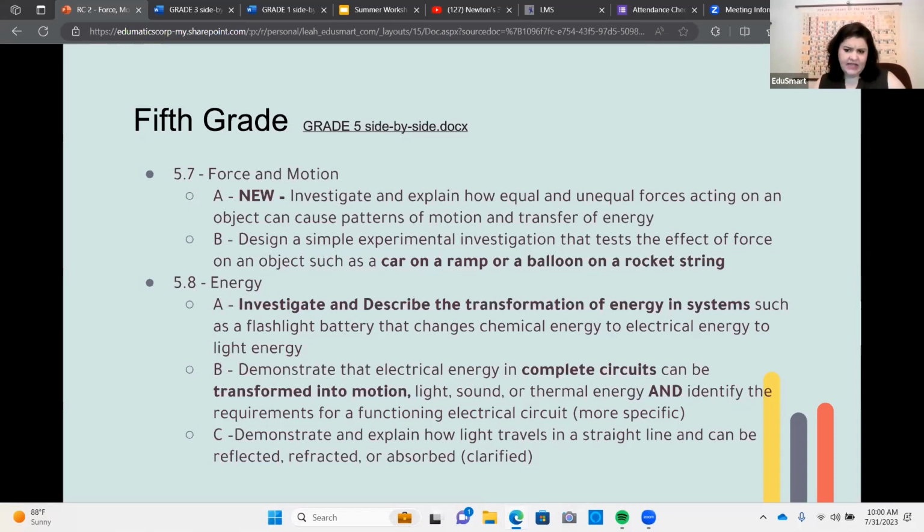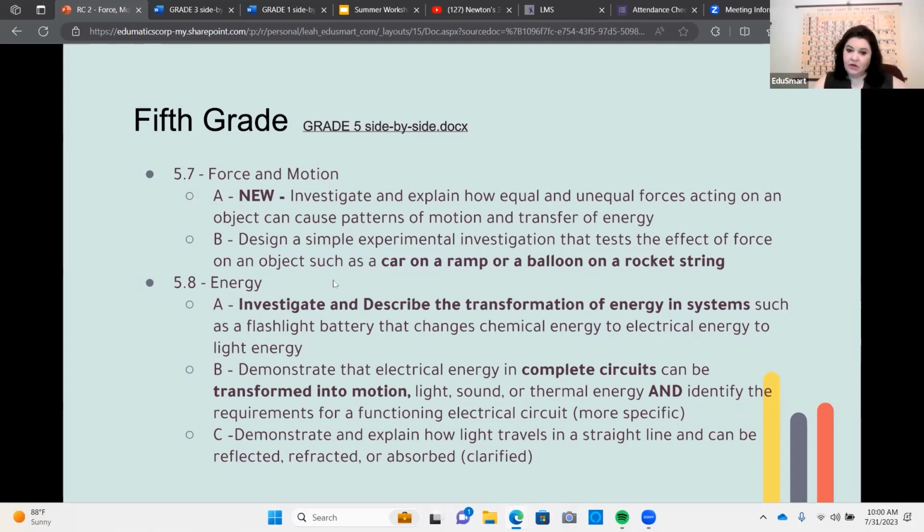So if y'all don't know what that is, you attach a balloon to a straw and you close one end, you kind of attach it to a string, and then when you open the balloon, the blown up balloon, the air pushes out and the balloon is propelled the opposite direction. It's a really fun experiment for the students to do, but they are the ones that need to design the experiment. So again, we want to test the effective force on an object, but the kids are the ones who have to design that experiment.